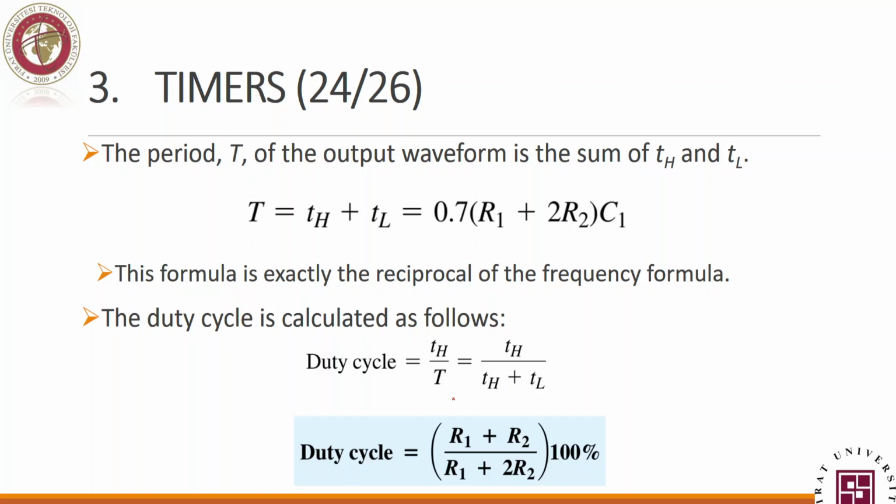The duty cycle is defined by the time high, the percentage of the time high to the whole period. That means we will look for the time high over the whole period multiplied by 100, so that it will be as a percent. So time high over time high plus time low. Why? The whole period is time high plus time low.